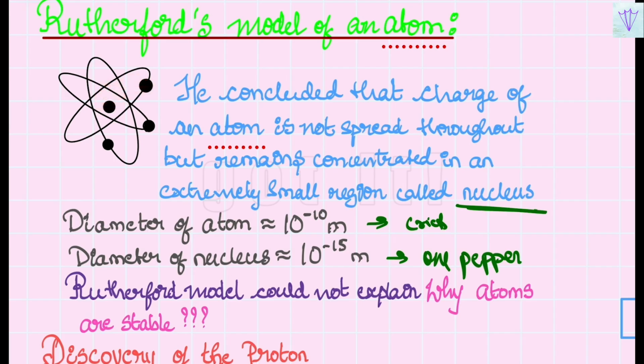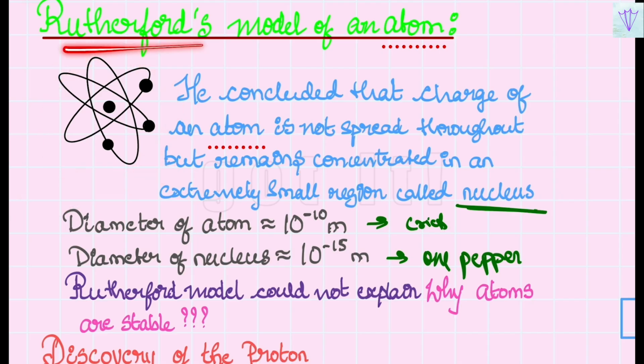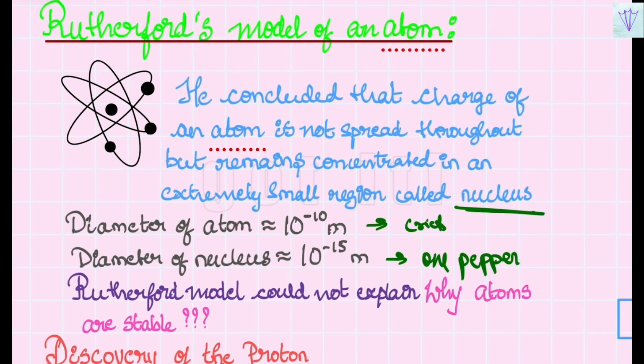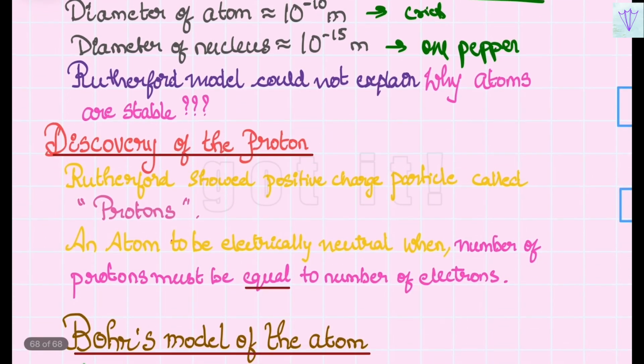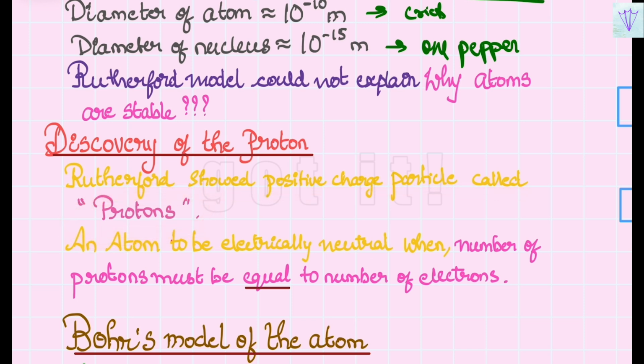But that is something which is not happening in the case of atoms, because they are intact. Why this is so is not explained in Rutherford's model of an atom. But Rutherford was the one who discovered the proton, which is the positive charge of the atom. Rutherford showed that the positive particles, called protons, are present in the nucleus, and for an atom to be electrically neutral, the number of protons must be equal to the number of electrons. Only then will the atom be electrically neutral, is what Rutherford observed.